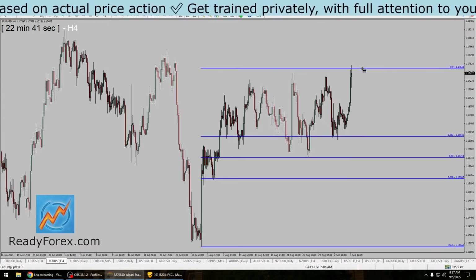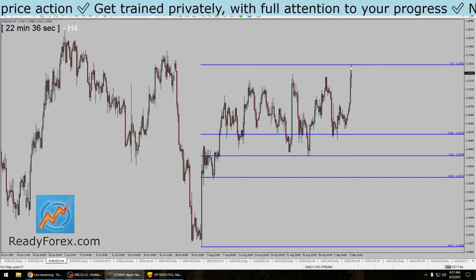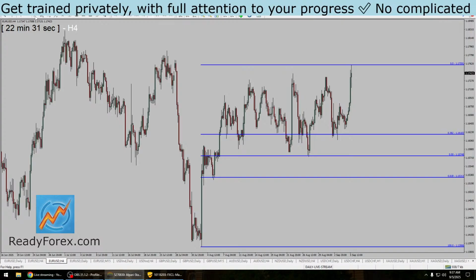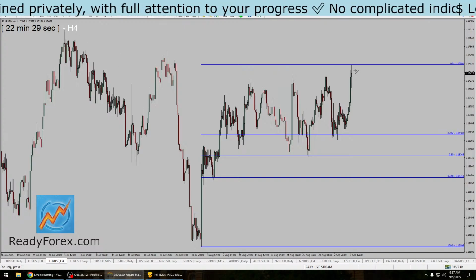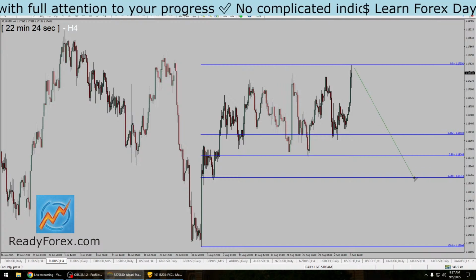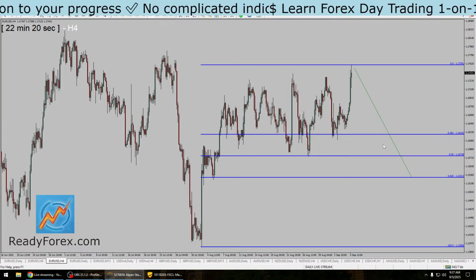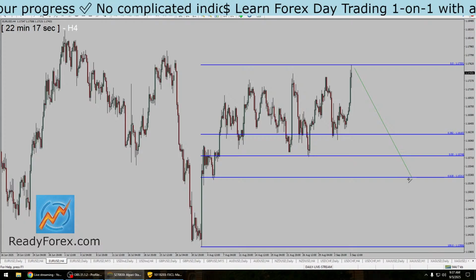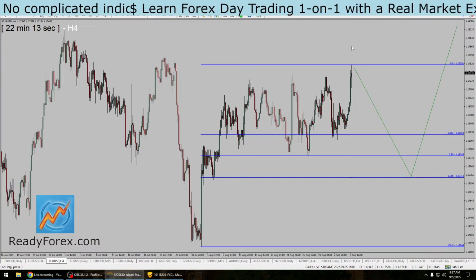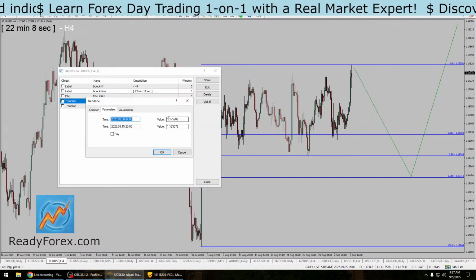Okay, so let me draw the fib level over here. If this is a leading diagonal, the minimum move I'm looking for is a top in the EURUSD currency pair and a drop around the 0.618 Fibonacci retracement level. And then from these lows, price action is probably going to rise up. Okay, let me adjust these trend lines.